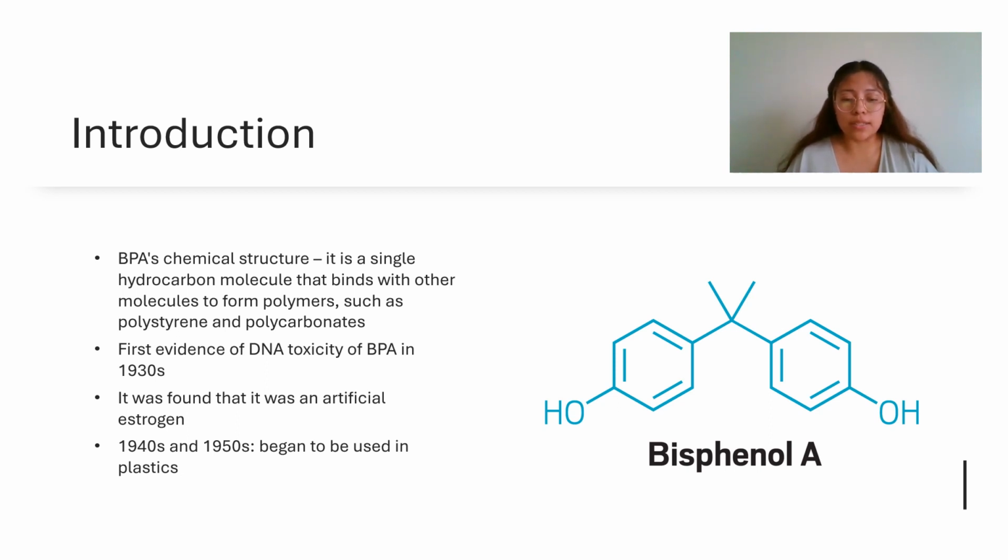The first evidence of DNA toxicity of BPA was in the 1930s. It was found that it was an artificial estrogen. It also began to be used in plastics in the 1940s and 1950s.